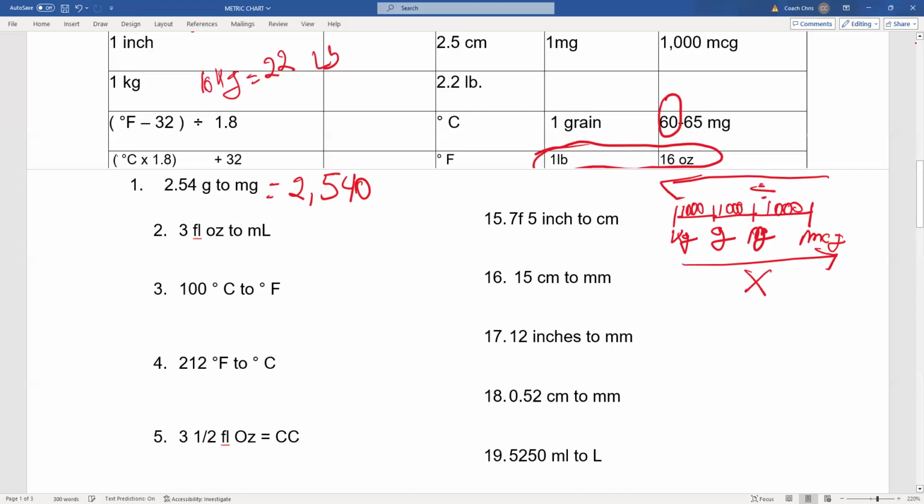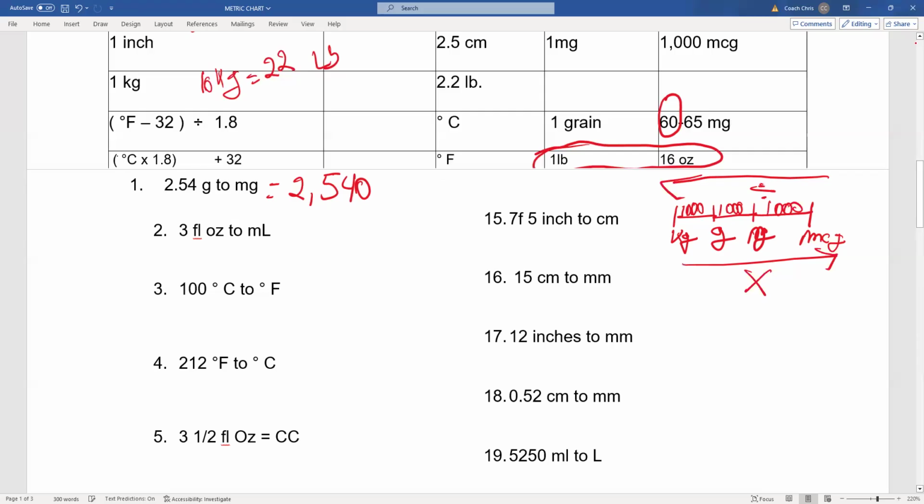Number two, so what do you know? We say anytime you go from milliliter, except we're not talking about the microliter, because for milliliter to microliter, you will have to multiply, all right? You will have to multiply.